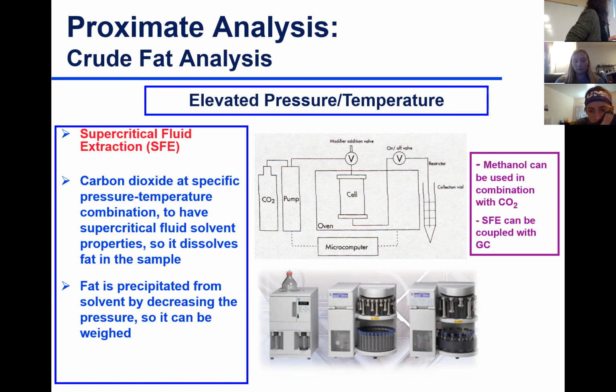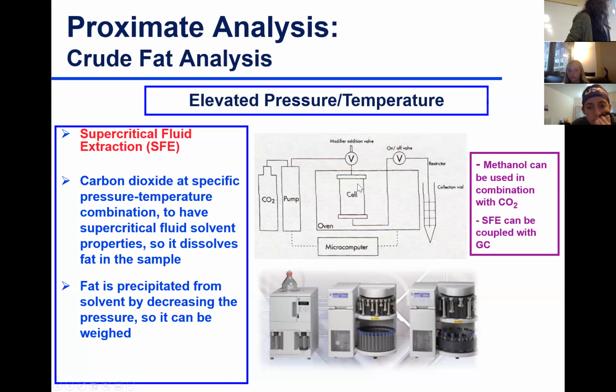This means that the temperature and pressure is above where the CO2 is gas, so the CO2 becomes liquid, and it gets pumped as liquid into the cell compartment that you see here, and that's where your sample is. So the solvent, which is now CO2 in the liquid form, goes into the sample cell and the fat gets extracted. And it can be continuous or semi-continuous.